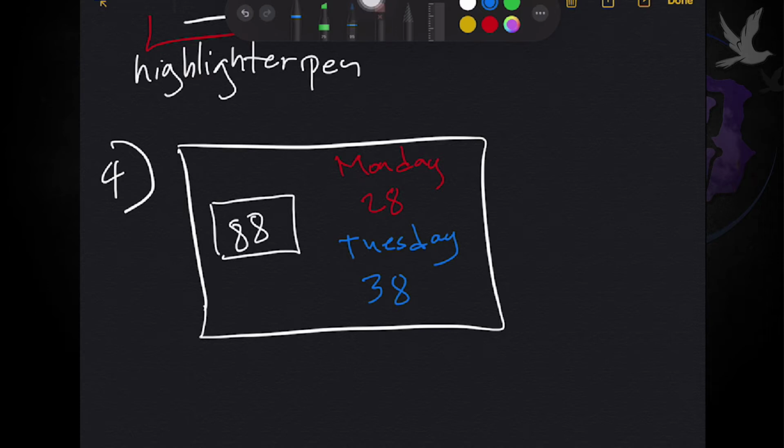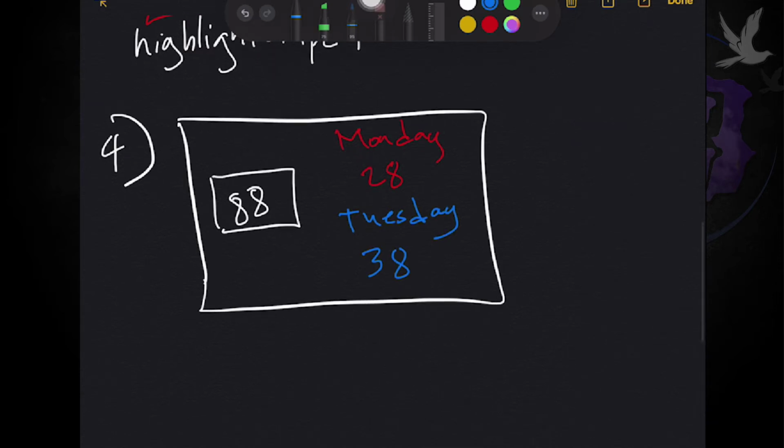Okay, so another 38 koi fish are added to the pond on Tuesday. How many koi fish are there in the pond altogether after the 2 days? So again, this is the fish pond earlier that I told you, right? And then again, we have our 2 word there, altogether.